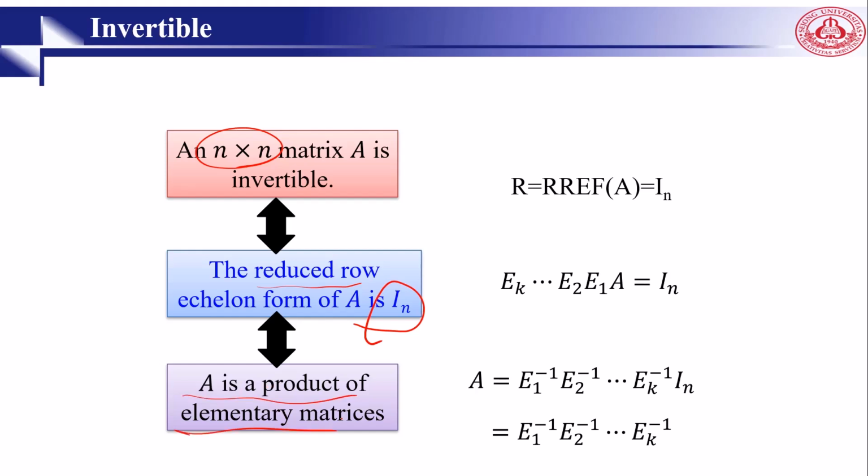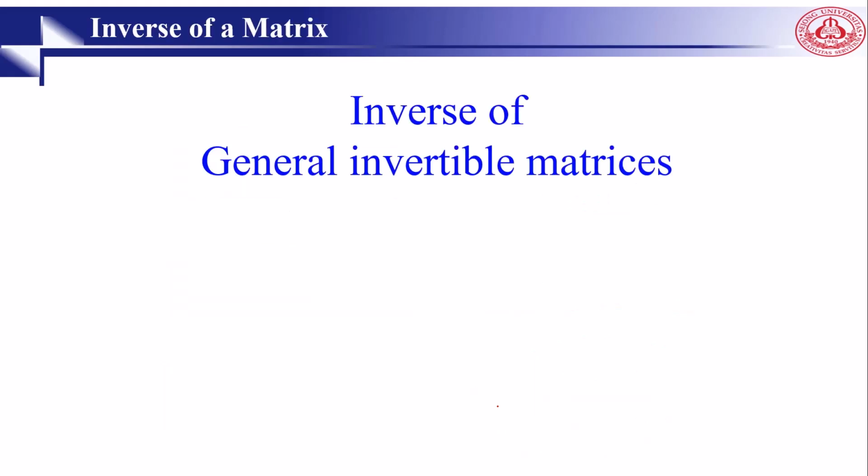So these are the terms that we've learned so far. If it is square, and the row echelon form of our matrix is an identity matrix, then if you multiply some elementary matrices by our matrix you get the identity matrix, or the product of elementary matrices gives this one, and you can see those as the row operations.